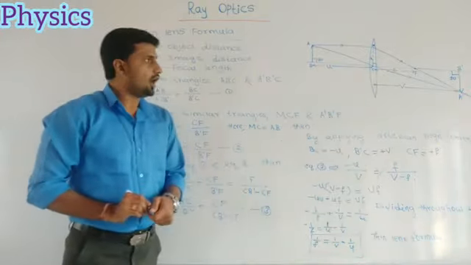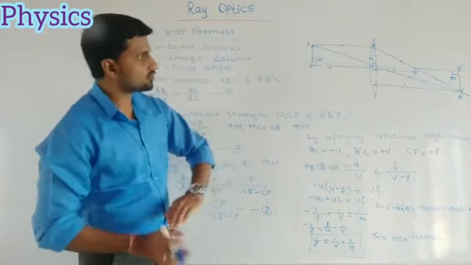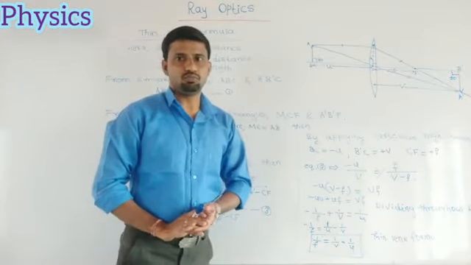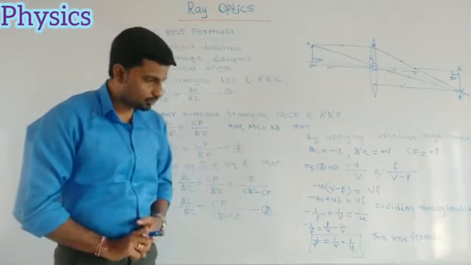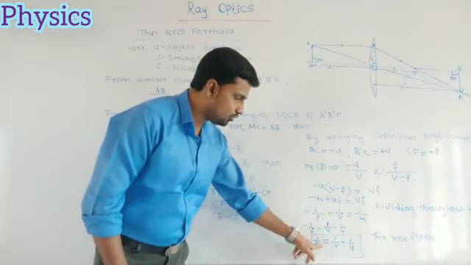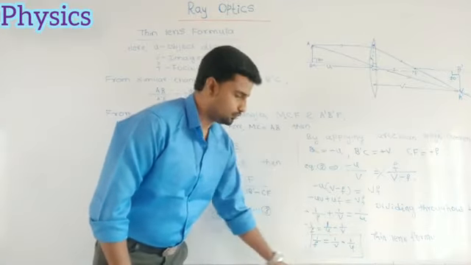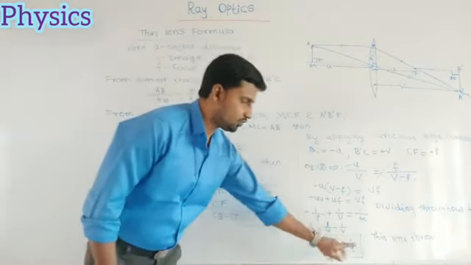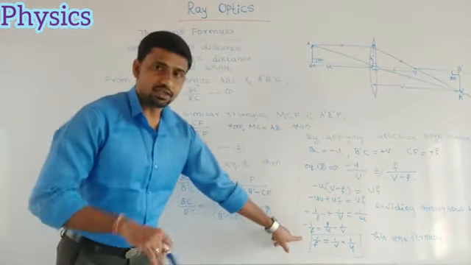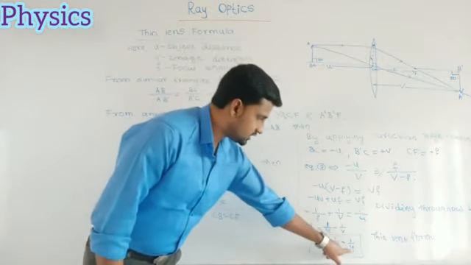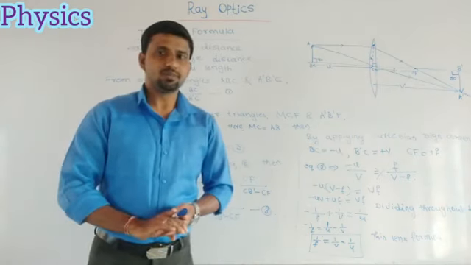This equation is applicable for the concave lens and also for the convex lens. In both lenses, this thin lens formula is applicable. That formula is 1 by F is equal to 1 by V minus 1 by U. So this equation gives the relation between the object distance, image distance and focal length. So that is about the thin lens formula.